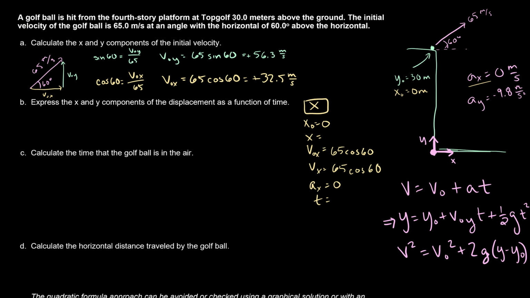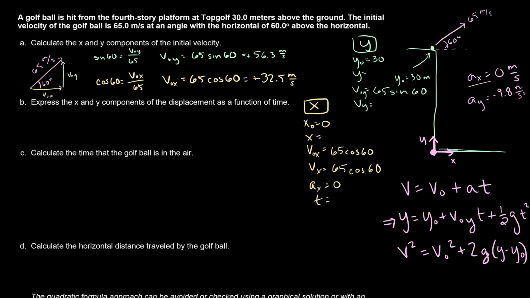Okay, and how about our inventory of variables for the y direction? So in the y direction here, we have y naught equals 30. Y equals, well, right now we're going to try to find an equation for y as a function of time. We know v naught y is 65 sine of 60 this time.